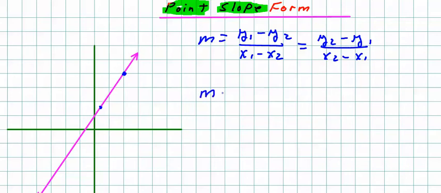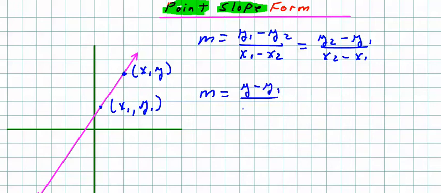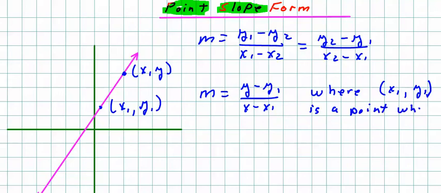The point-slope form says if we have one point, we call it x, y, and we have another point, and we call it x1, y1, the point-slope form says the slope is equal to y minus y1 over x minus x1, where x1, y1 is a point whose coordinates are known.